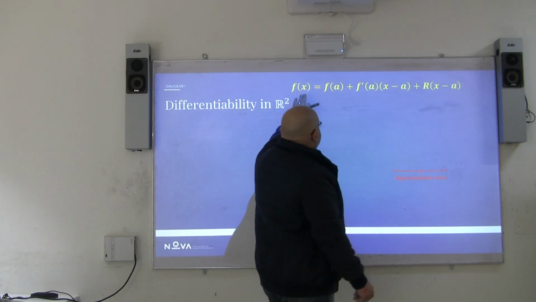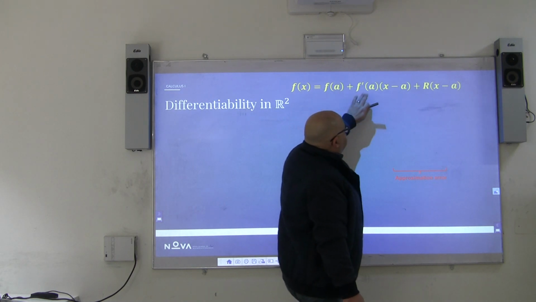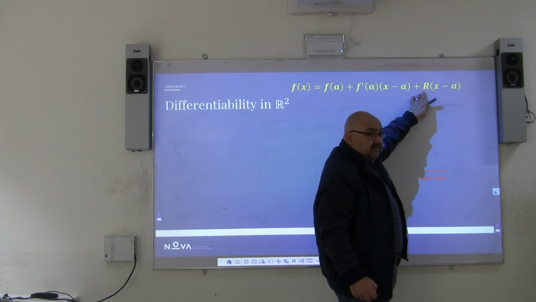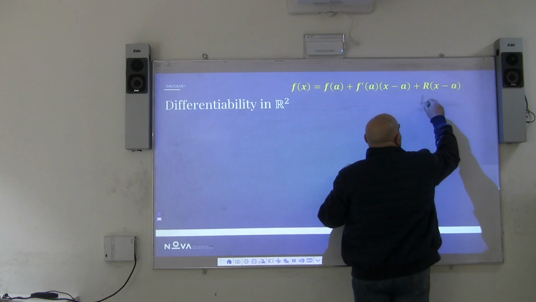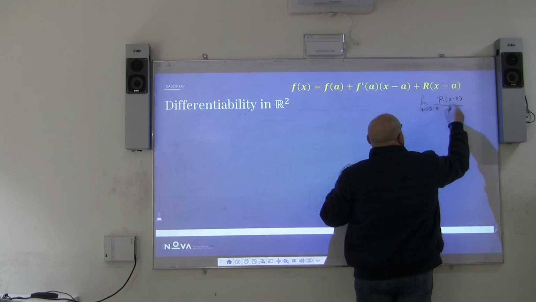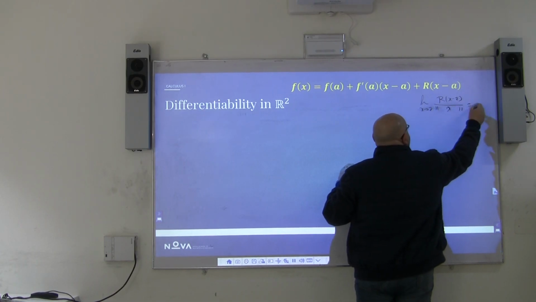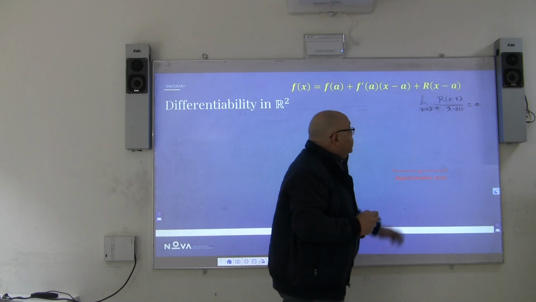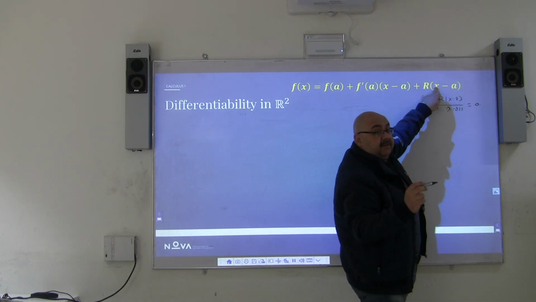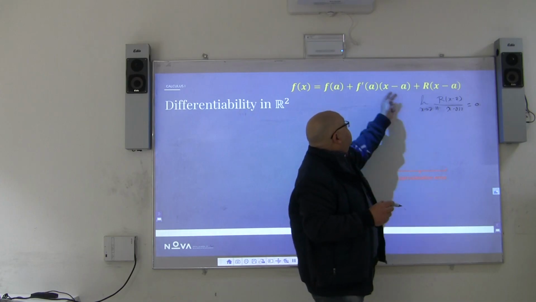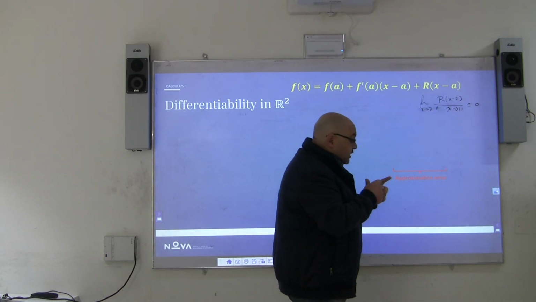Remember once more. This is f of x, f of a, and this is f dash a times x minus a, plus the remainder term. If you remember, in order for your function to be differentiable, you will have to find that the limit as x tends to a of r of x, divided by the magnitude of x minus a, equals 0. Which means the remainder term will be terminated, or erased, or will be infinitesimal. They call it a very small value, okay? Once x approaches a. So that's the definition in R.